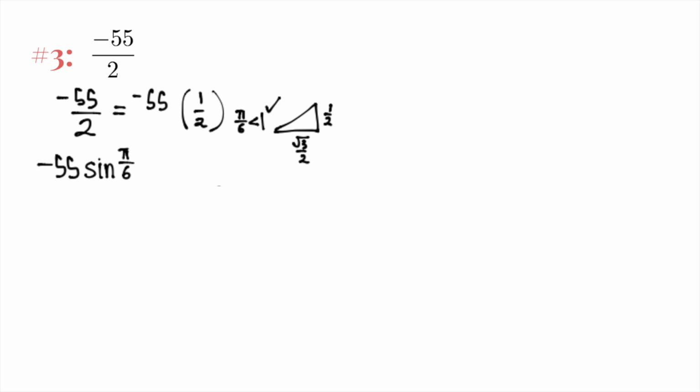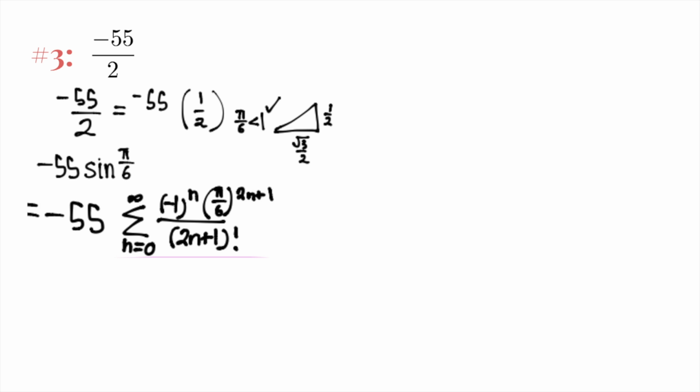Those are all alternate methods to solve this problem. But if we continue with sine of pi over 6, we now have negative 55 times sine of pi over 6. Now we have the sine Maclaurin formula memorized, which is the sum of negative 1 to the n times x to the 2n plus 1 all over 2n plus 1 factorial. If we plug pi over 6 into the x value, we have negative 55 times the sum of negative 1 to the n times pi over 6 to the 2n plus 1 all over 2n plus 1 factorial.